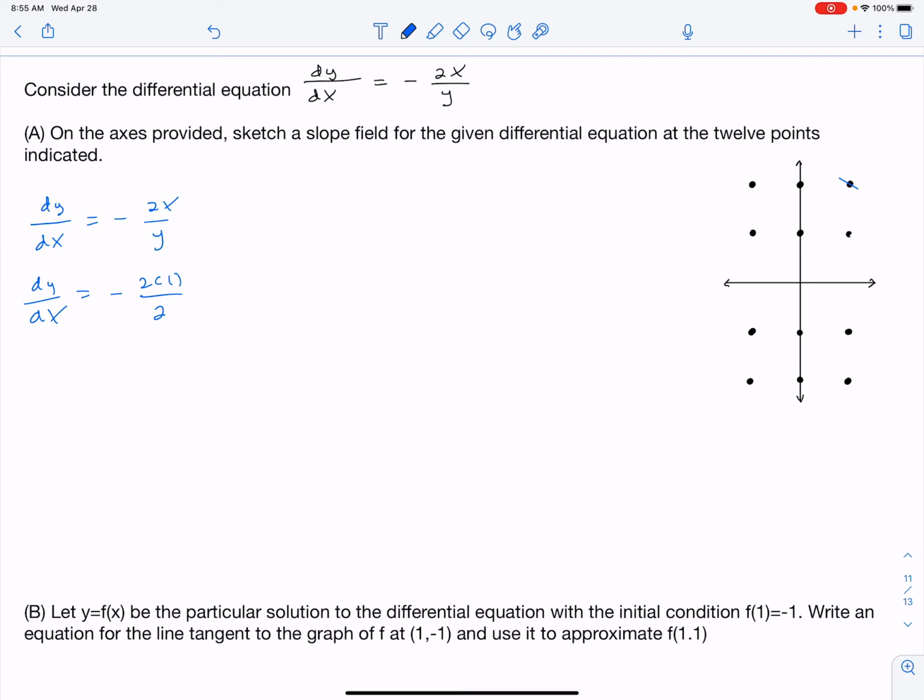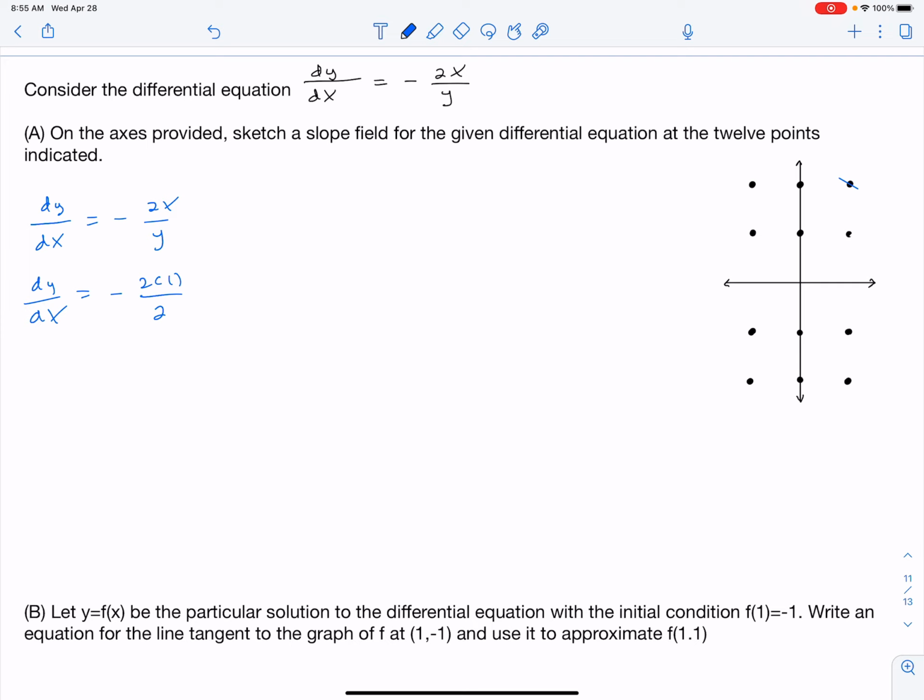Remember, the big thing is if your slope's a little bit off, that's fine. You just want to make sure that if it's negative, it shows it's negative. If it's 0, it shows it's 0. If it's positive, it shows it's positive. Other than that, you should be pretty good to go. So let's go through and do this quickly.